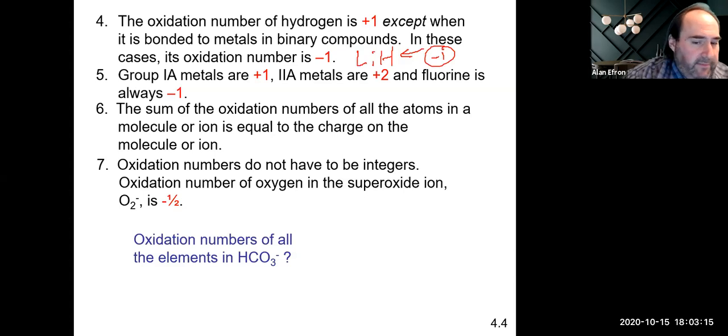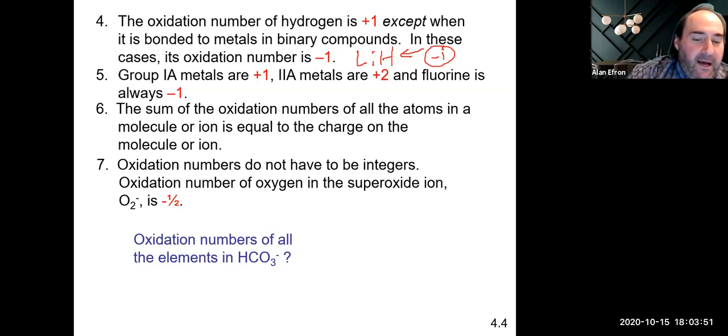Everybody in group 1 will have +1. Everybody in group 2 will be +2, and fluorine will be -1 in terms of its oxidation number. When you add up all the oxidation numbers for either a molecule or an ion, they need to add up to the overall charge. If something is neutral, it should add up to 0. If something has a -2 charge, your oxidation numbers should add up to -2.